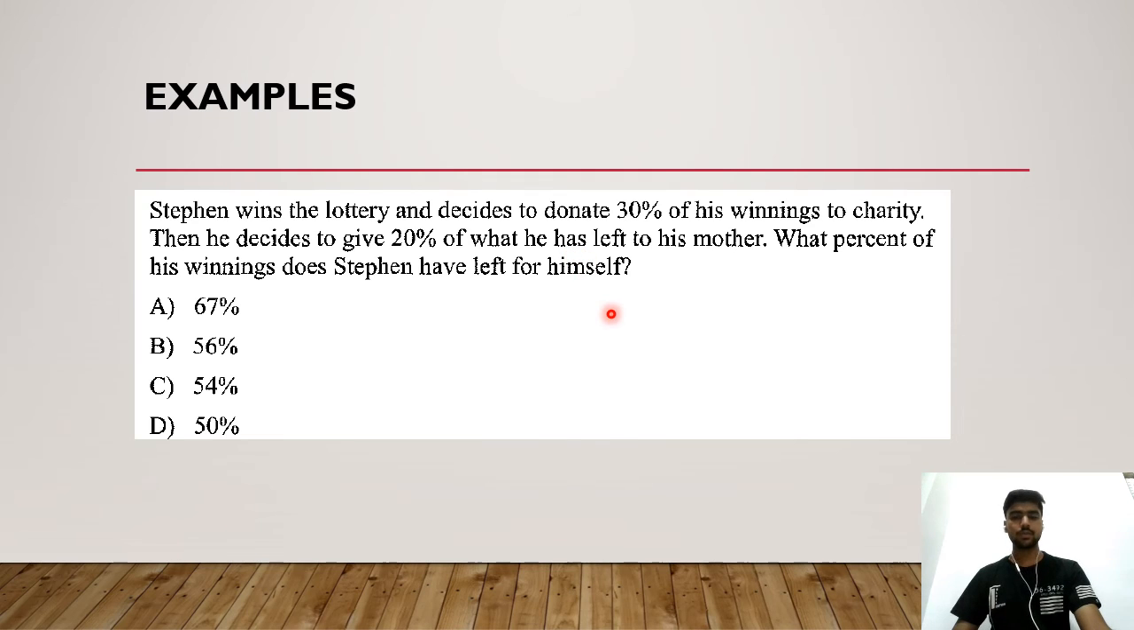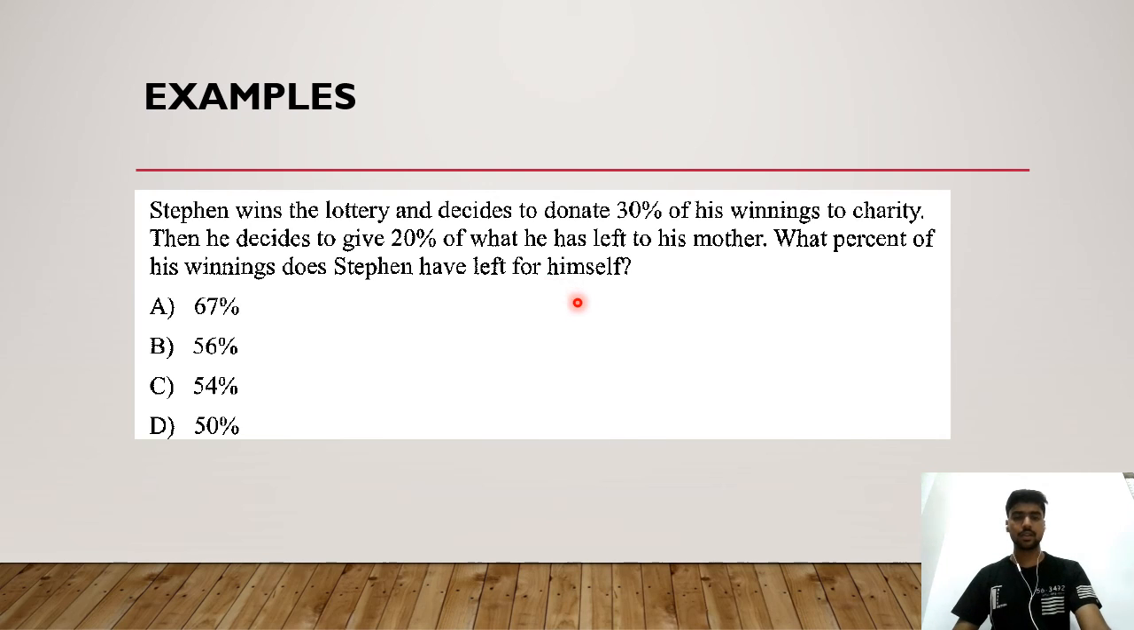And how do they do the calculation? In 100, he already gave $30, and now he is giving 20 more. So the leftover part would be $50, which means 50%, and many of them might mark it as option D. But reading the question carefully will give you the correct answer as B.